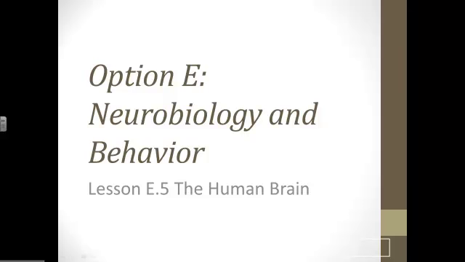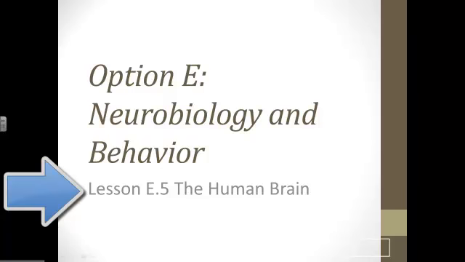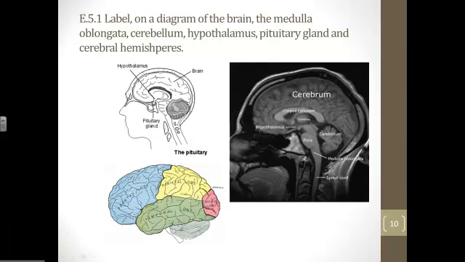Okay, HLers, we're in our second to last PowerPoint of the class, Lesson E5, the human brain. Here we go. IB would like you to be able to identify and recognize several structures in the brain: the medulla, the cerebellum, the hypothalamus, pituitary gland, and the cerebral hemispheres.